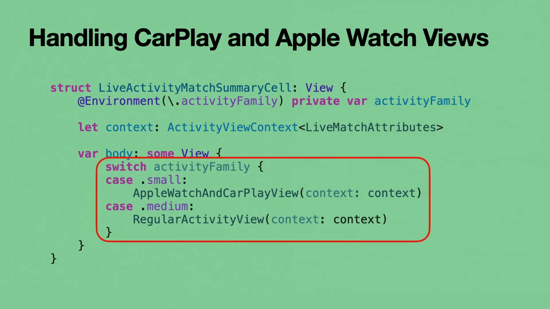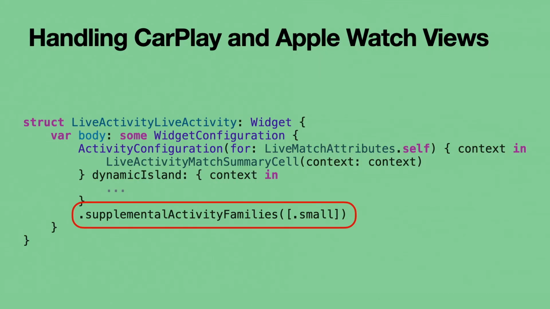And so it's here where we get the opportunity to branch our views and show something different depending on the activity family, which is how those two states are identified. So we can observe that activity family in the environment and return a view better suited to a smaller display. And then the last step to making sure that ActivityKit is using that smaller view is to set the supplemental activities family modifier on the configuration. And then that just indicates to the system that we do want to handle this with a custom view. And it will look great on the Apple Watch and in CarPlay.